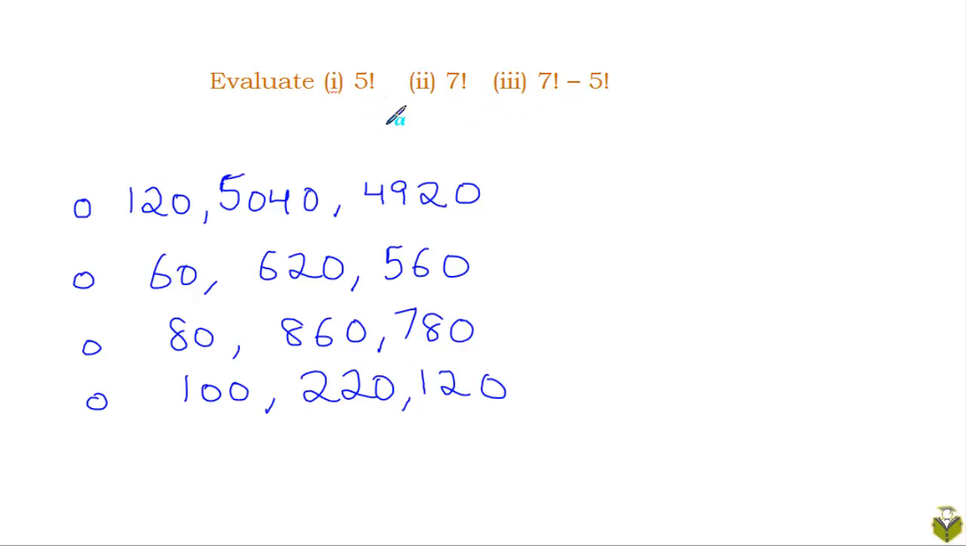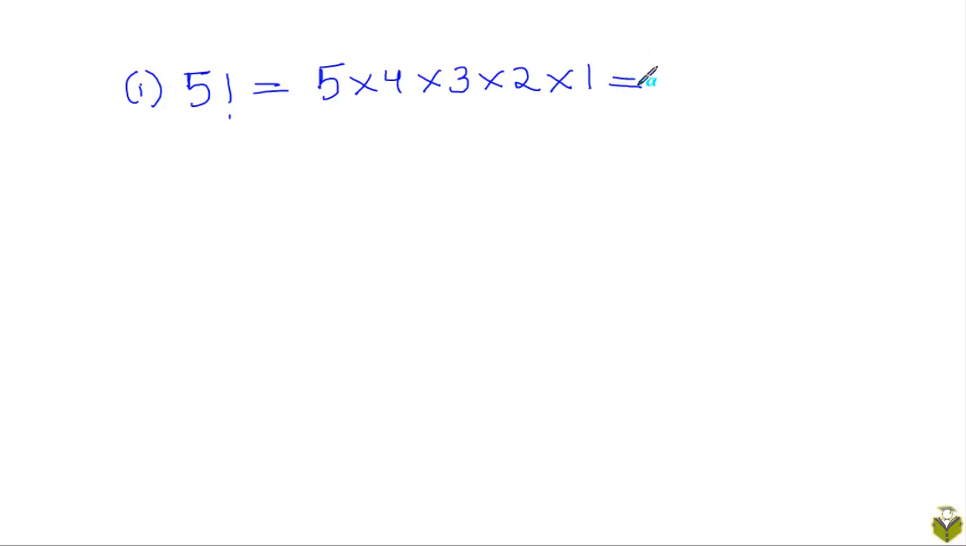You just have to calculate this. And the answer is 120, 5040, and 4920. I'll just show you the solution. Should not be that hard anyway. So 5 factorial, as you remember from the definition, I just have to multiply numbers from 5 to 1. If you compute it, it's equal to 120.